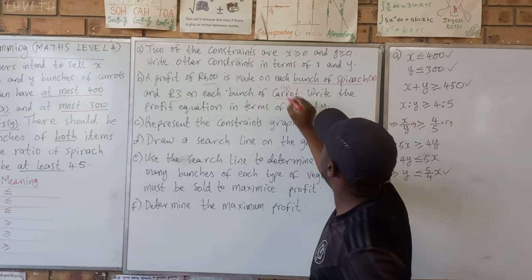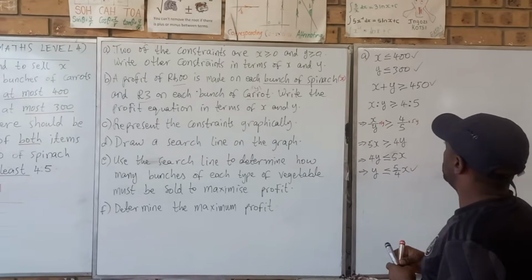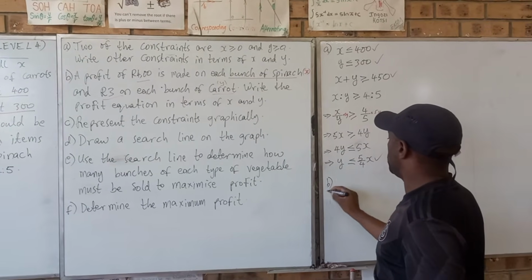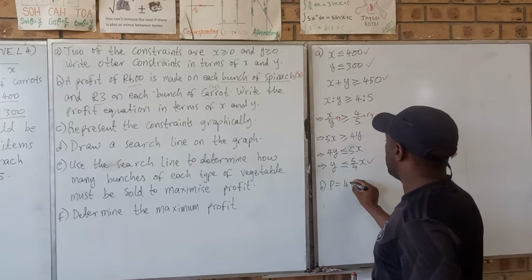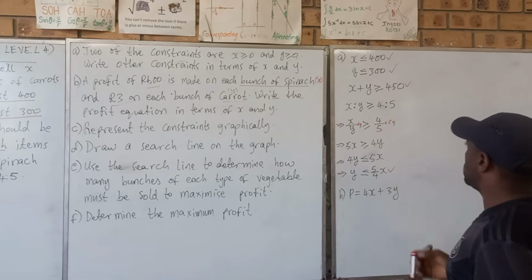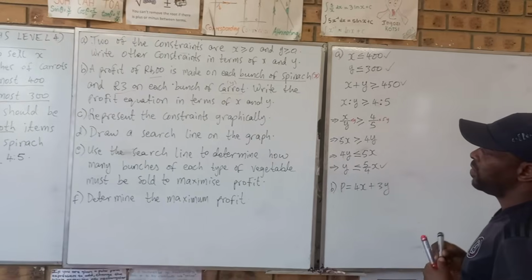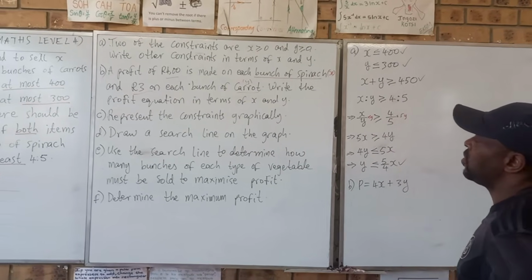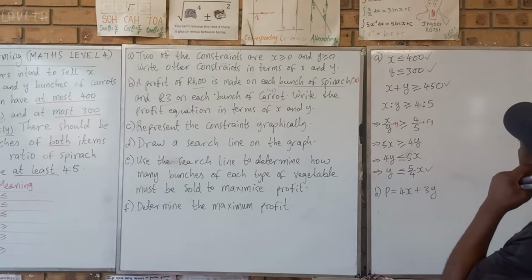Current is your y. So we need the profit equation. So the B part, the profit equation is simply 4 for x plus 3 for y. So that's how simple the profit equation is. Then C, we need to represent our constraint graphically.